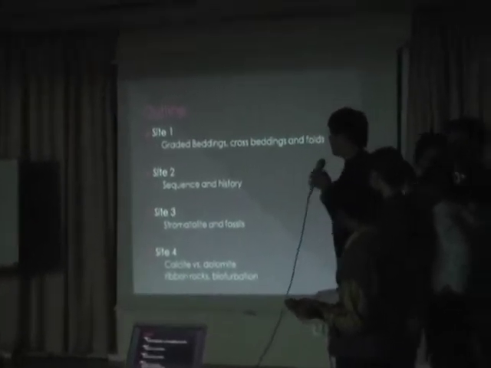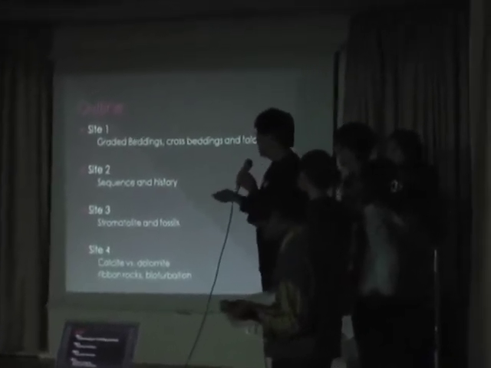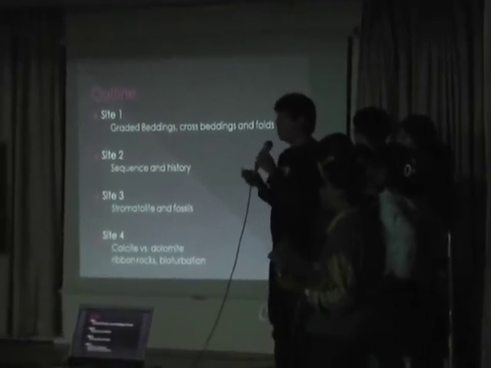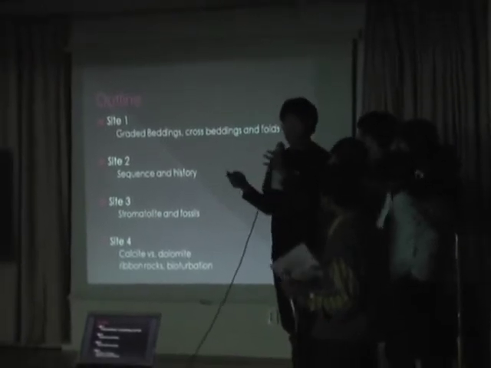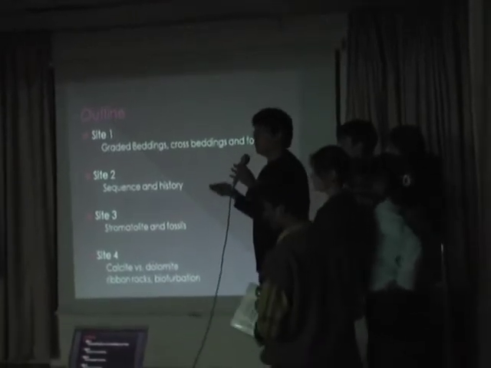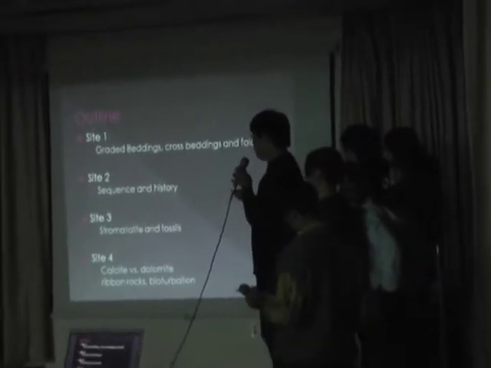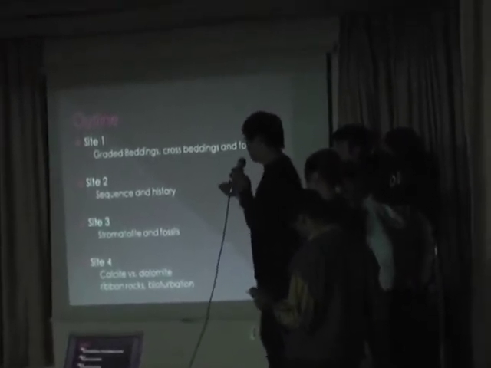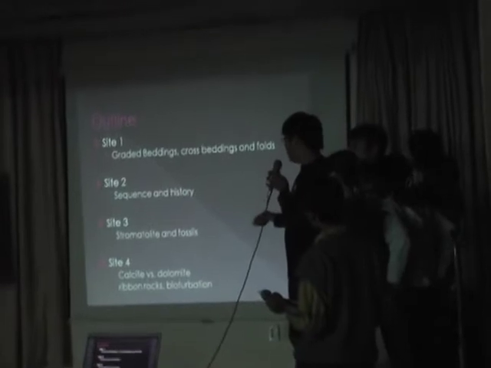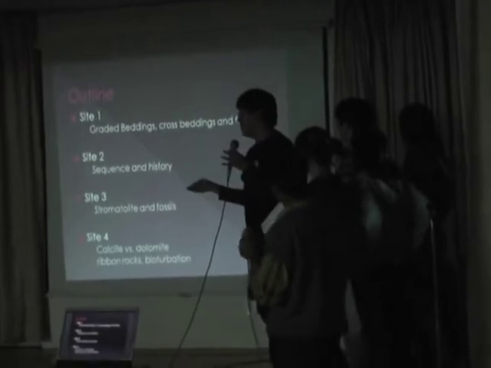Sedimentary structures, and at site two, we found very interesting facts on its sequence and history. And at site three, we found stromatolite, one of the first living creatures on Earth, and we also learned many interesting facts on fossils. So we are going to explain the features of fossils by giving you many examples. And at site four, we learned how to compare and identify calcite and dolomite. And we also found ripple marks, and we found what bioturbation is and what bioturbation indicates.